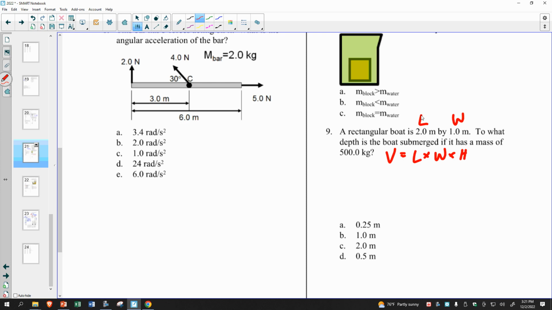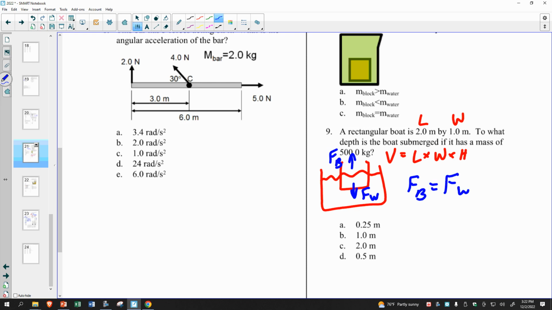If I want to find the depth that it's submerged, my boat is like this. I know that there are 2 forces acting on it. There's the weight of the boat, and then there's the buoyant force of the boat. And I know that in order for it to be floating, the buoyant force has to equal the weight. So my buoyant force is equal to rho times V times G. That's the density of the fluid, volume of the object, times G. And then the weight is equal to M times G.